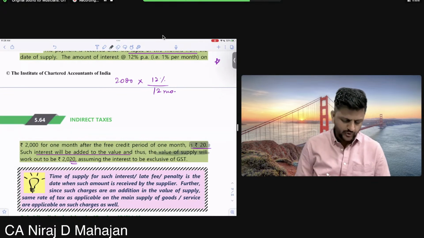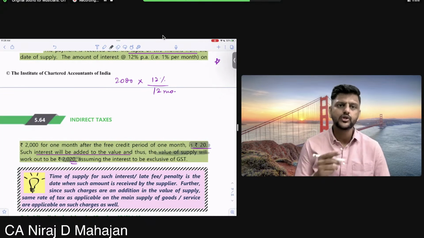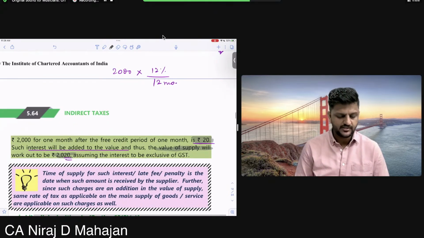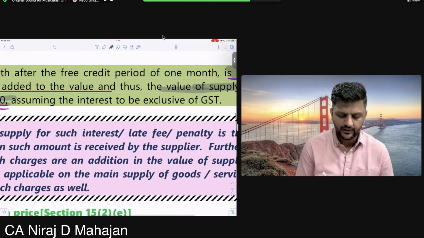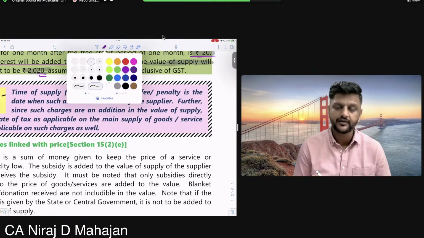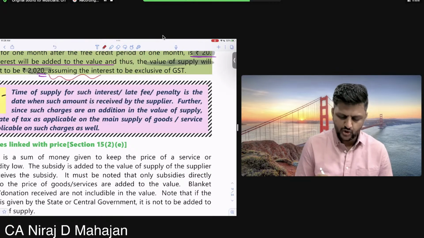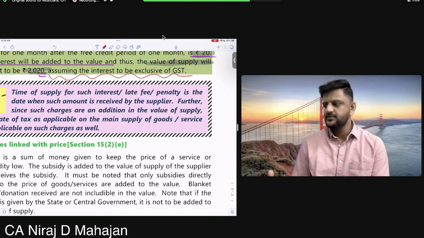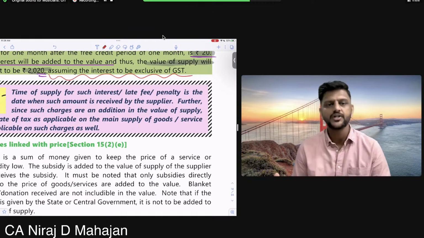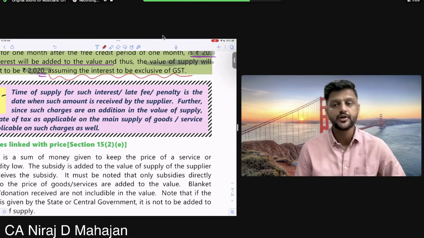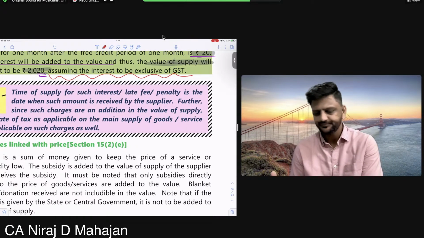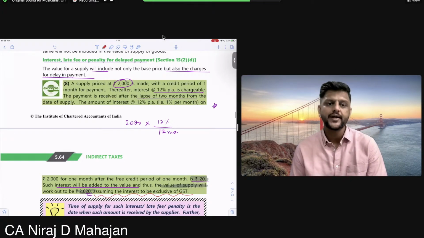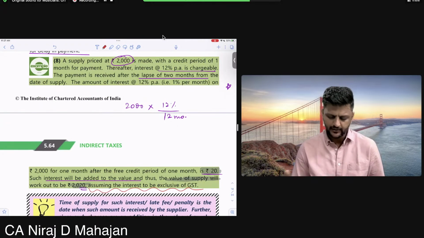Value of supply will be taken as 2020. Is it okay? 2000 original and 20 rupees interest. Underline the word: assuming the interest to be exclusive of GST. That means you will charge GST on the 20 rupees also. How much will you recover? You will recover tax on 2020. Done till here?